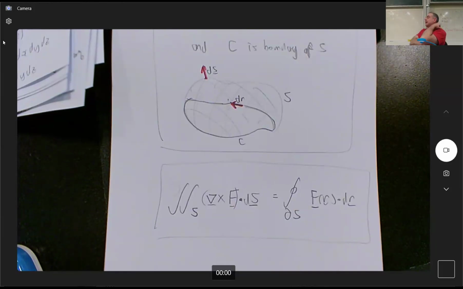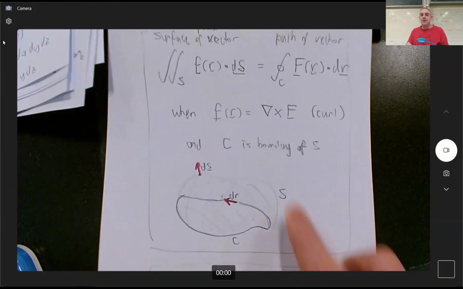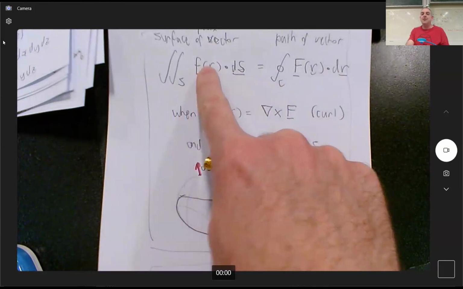DS is a vector which represents the direction and the area of a small piece of the surface. But it happens to be S as well, right? Sorry, that happens to be C. This is C, yeah. So as long as this is the boundary of that, and this is the curl of that, it'll work.